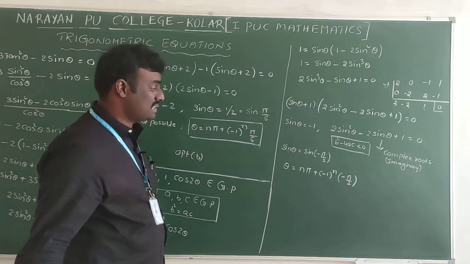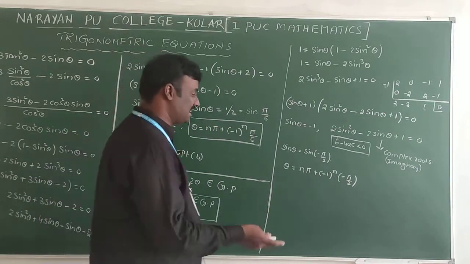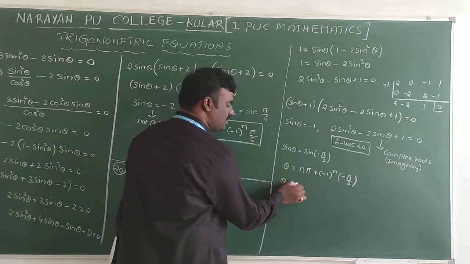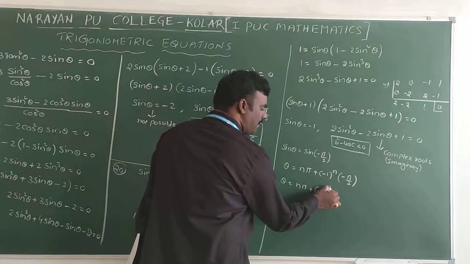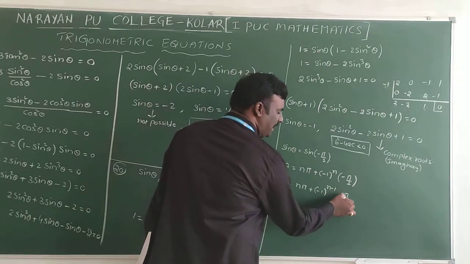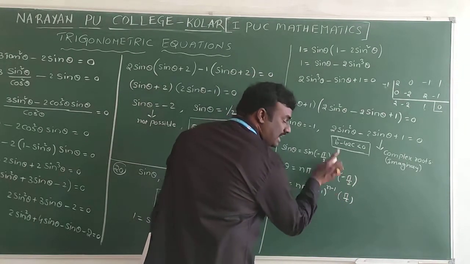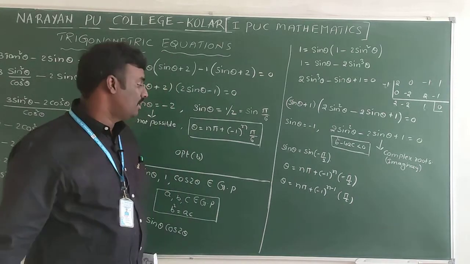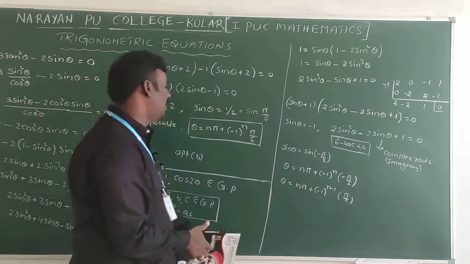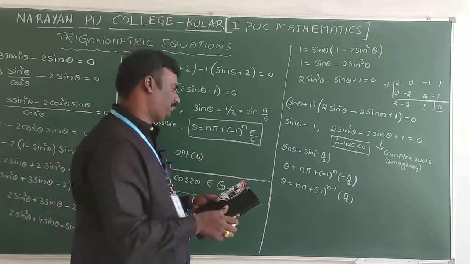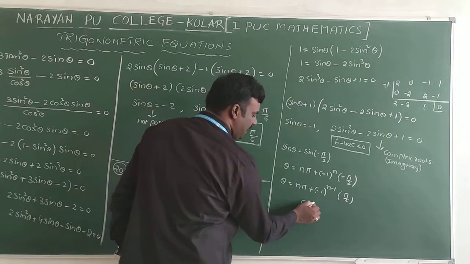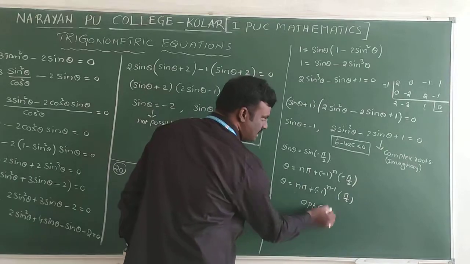But this option is not given, that's why I can write it another way: theta equals n pi plus minus 1 power n minus 1 into pi by 2. This minus also I will take here, because this answer is given in the options. That's why for question number 20, option B is the correct answer.